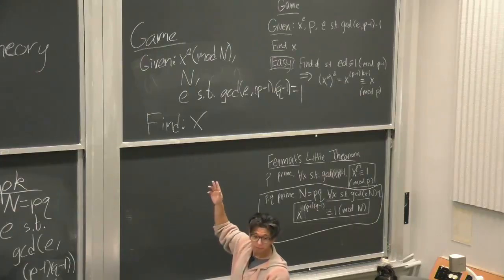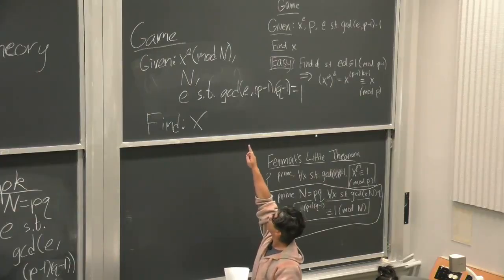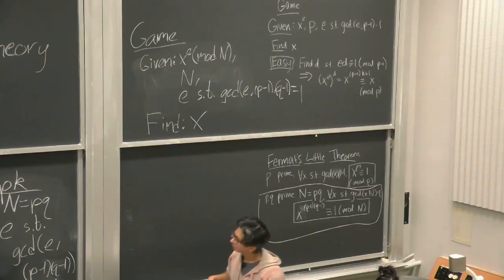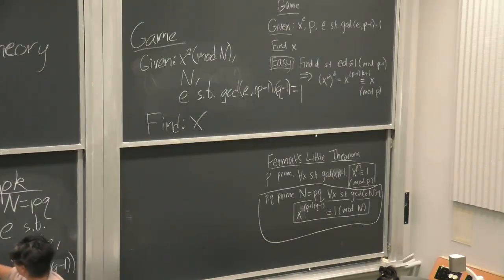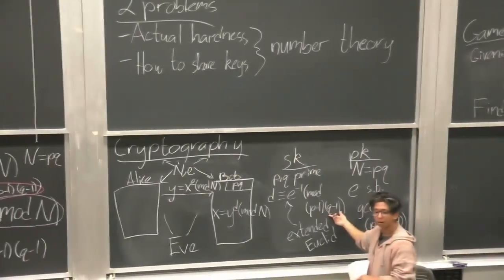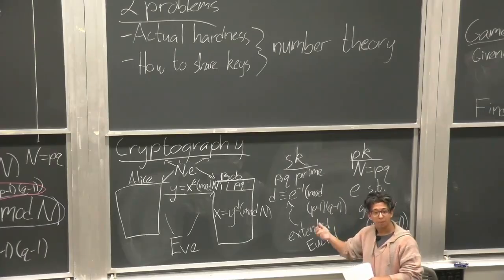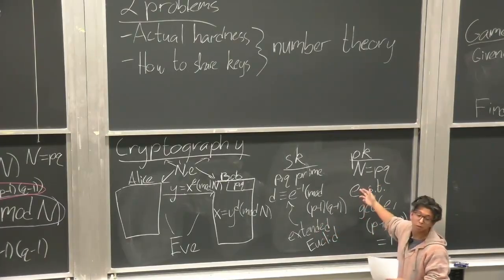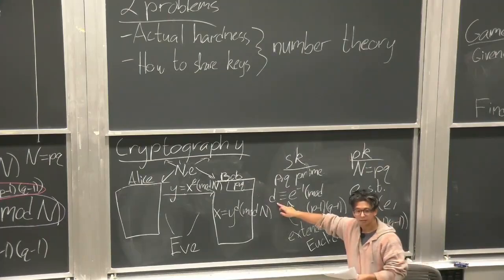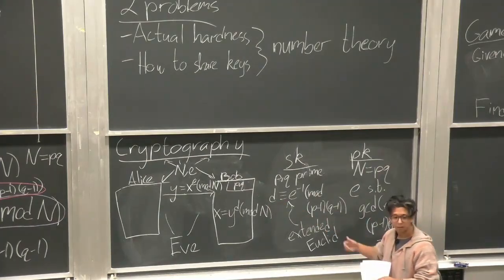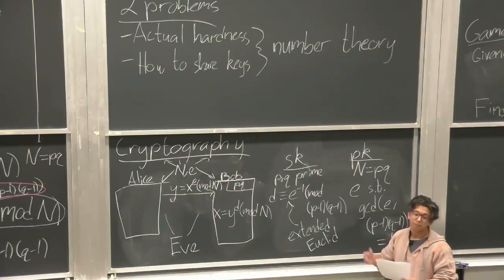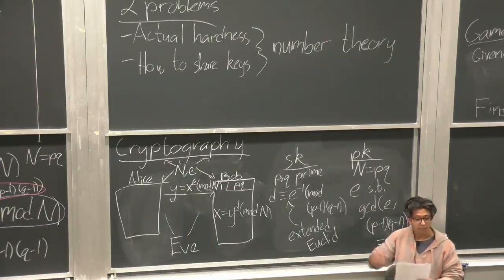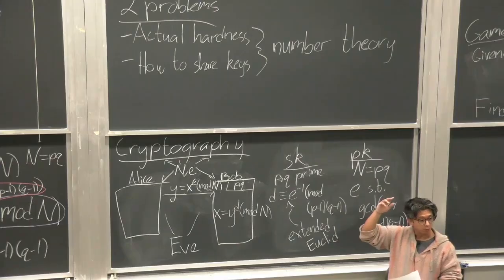If you're Bob, you know the factors P and Q. If you know P and Q, then you can just compute D. We know how to find inverses because we know what P minus 1 times Q minus 1 is. If you don't know what P and Q are, all you're given is N and E. Good luck trying to find out what D is without knowing what P minus 1 times Q minus 1 is. This is all we want to say on RSA. This is the system. Any questions about it before we move on?